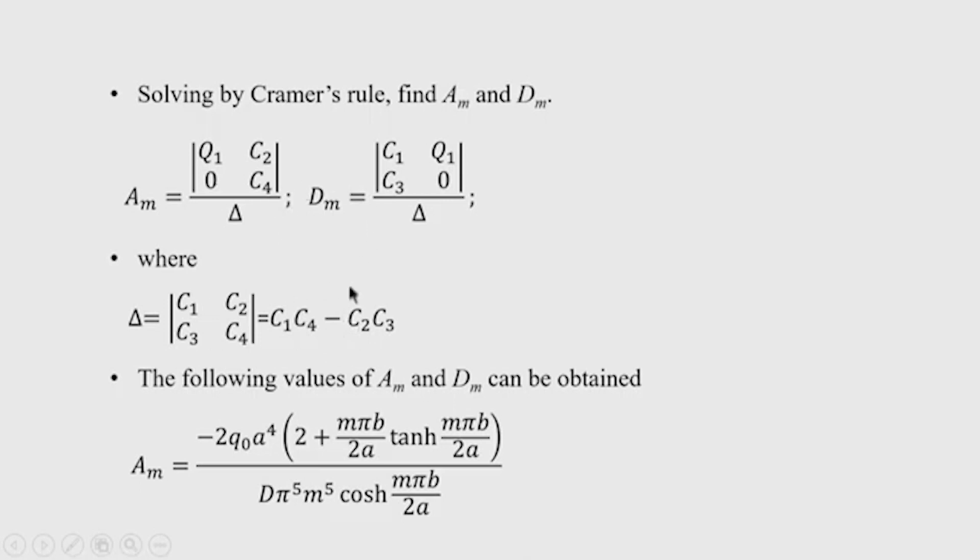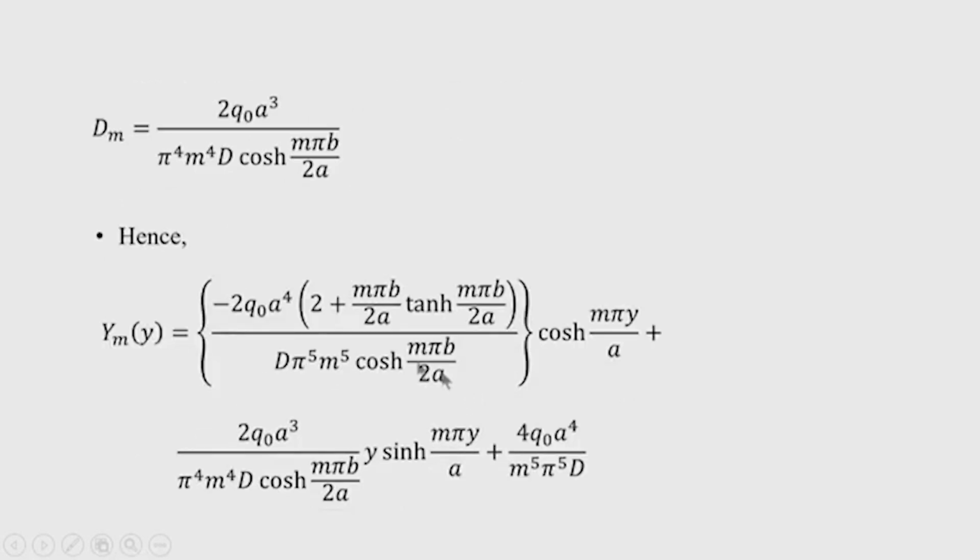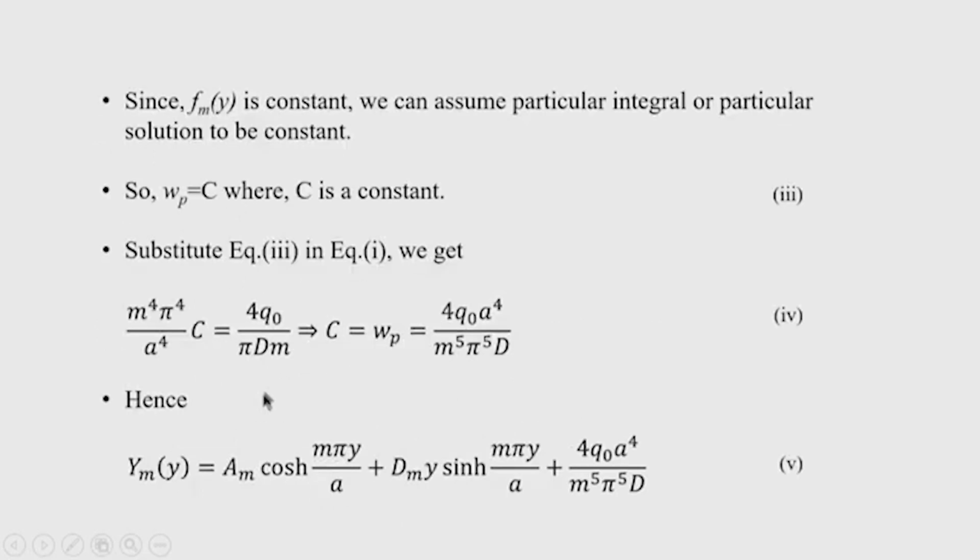So, after doing this algebra, we can get the value of a m as this quantity and value of d m as this quantity. So, once the value of a m and d m is found, then you can completely write the equation for y m y. So, y m y is written completely, because this is known and this is known, and these quantities are known.